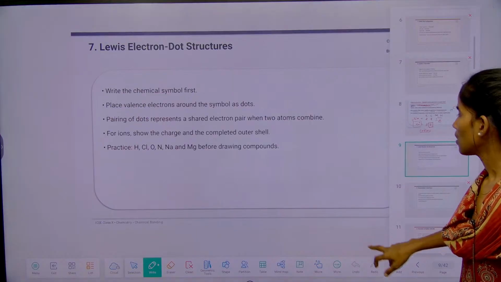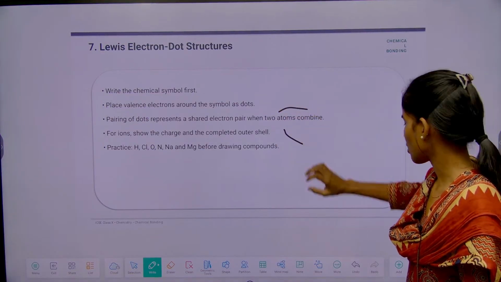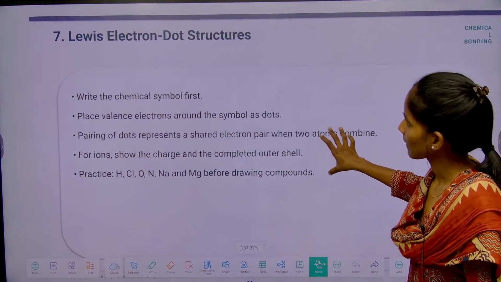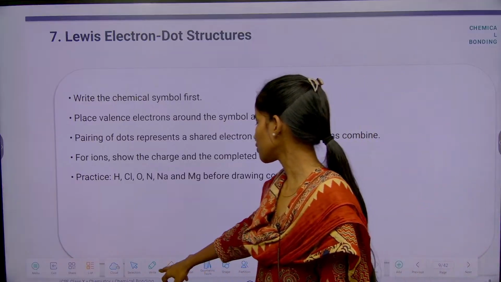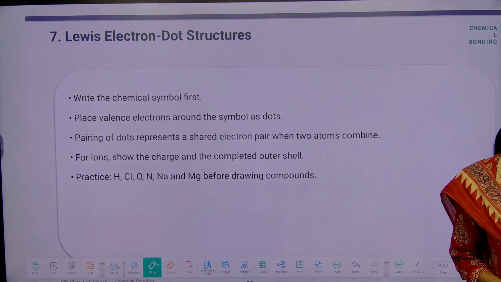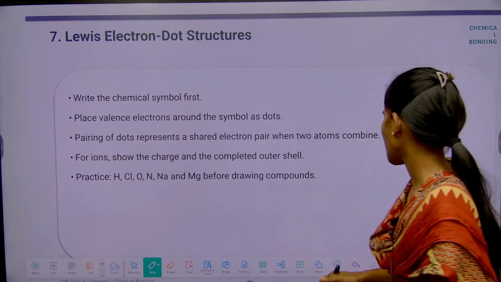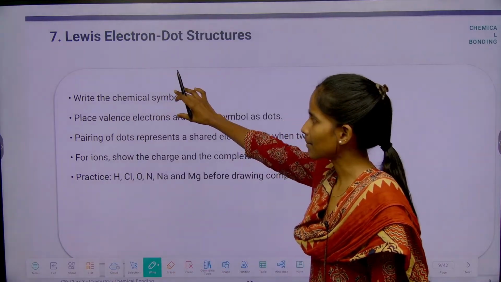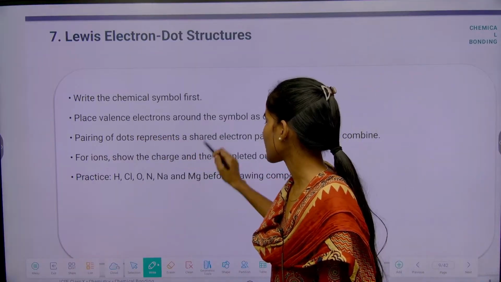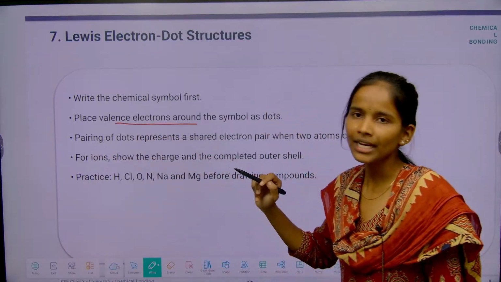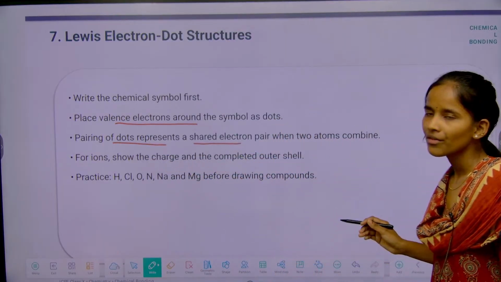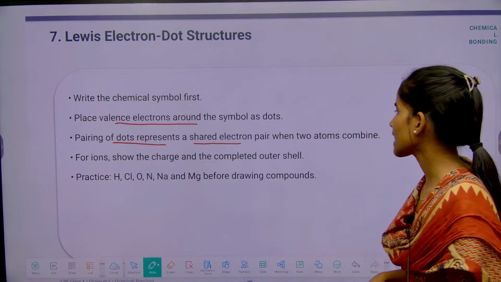Now we will see the Lewis dot structures, electron dot structures. What do we have to do in order to draw the Lewis dot structure? First we have to write the symbol. Then we have to represent the valence electrons. Place the valence electrons around the symbol. This is the second step. Then we have to pair up the dots, representing the shared electron pair when 2 electrons are combined. We will see the example.